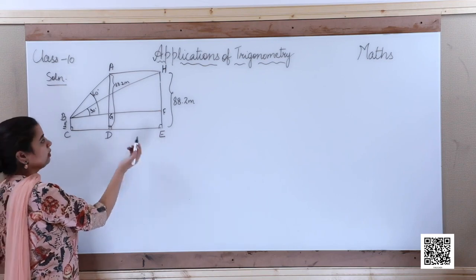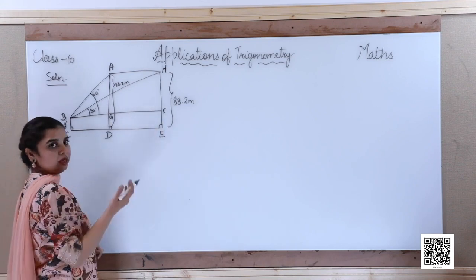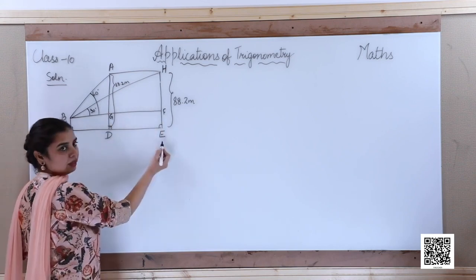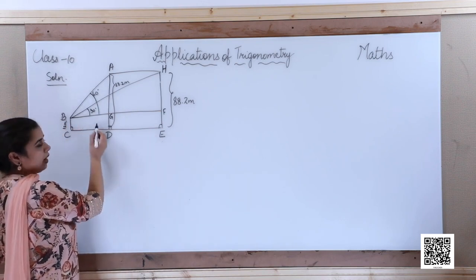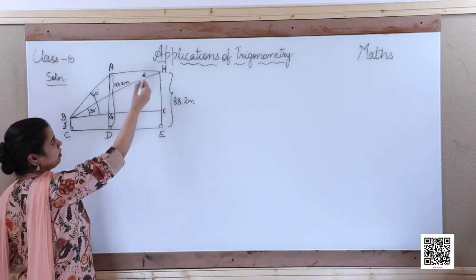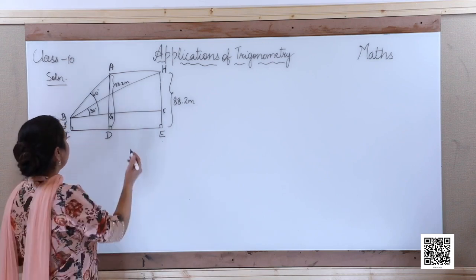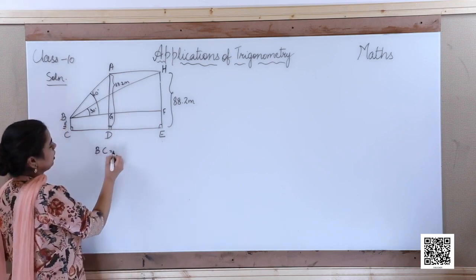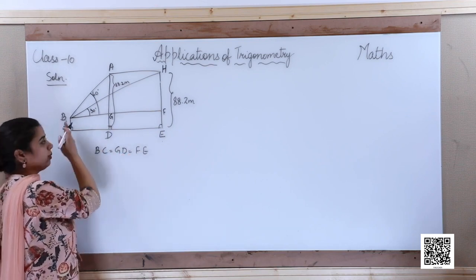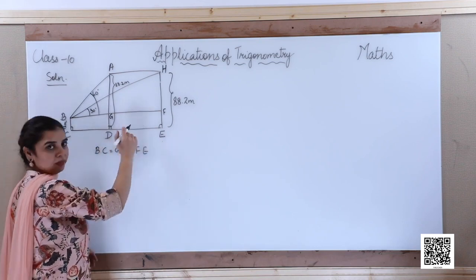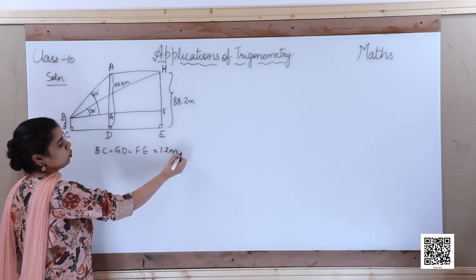So they are all parallel. Similarly, this line AH is parallel to BF because they are horizontal lines, and again it is parallel to CE, which is the ground level. So we can say that this is a parallelogram, this is also a parallelogram, and this AHFG is a parallelogram. This explains a lot of things. So we get that BC will be equal to GD will be equal to FE, right? Because this is a parallelogram and opposite sides are equal. Similarly, this is a parallelogram and opposite sides are equal. So all of them are equal to 1.2 meters.